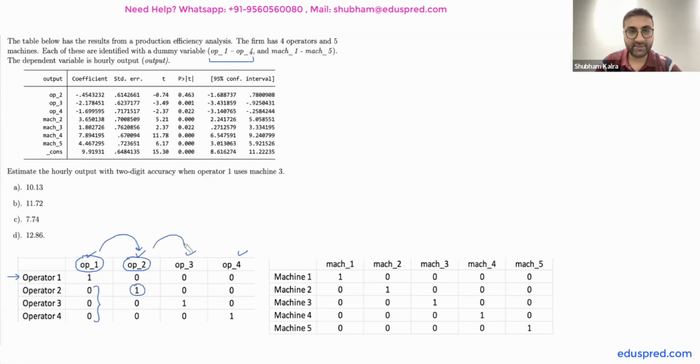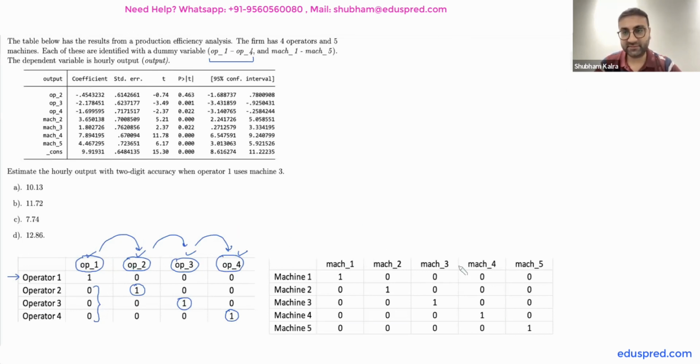Similarly, the third dummy variable is OP_3. It is going to give the value 1 to operator 3 and 0 to all the other operators. And the fourth dummy variable is named OP_4. It is going to give the value 1 to operator 4 and 0 to all the other operators. Okay, so this is how these 4 dummy variables are defined.